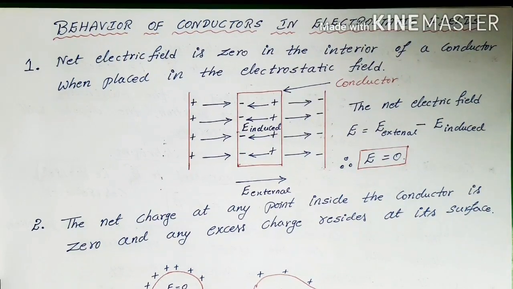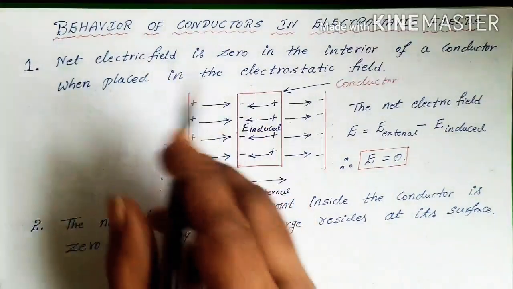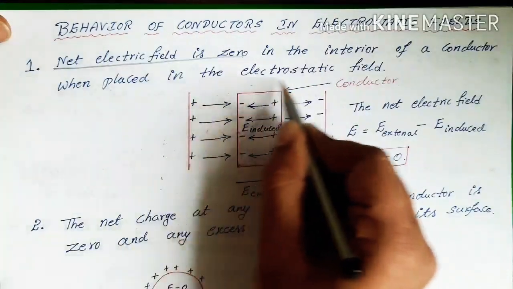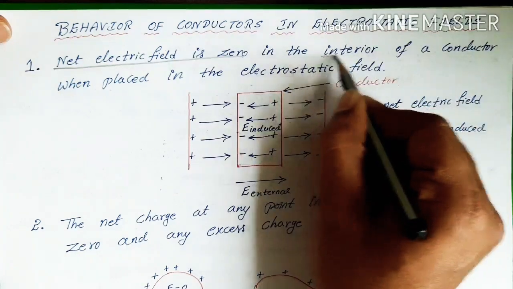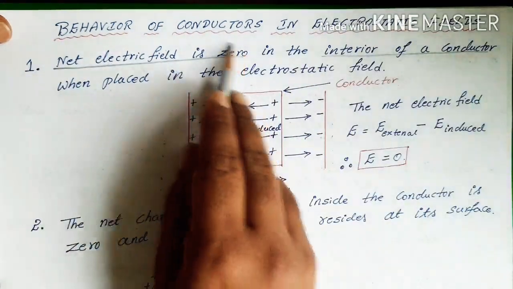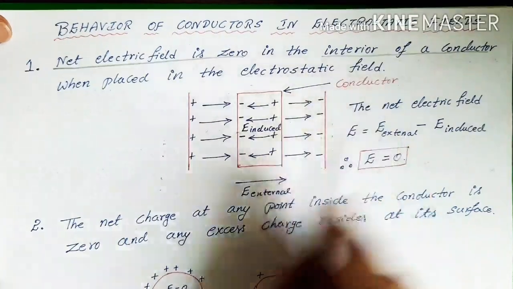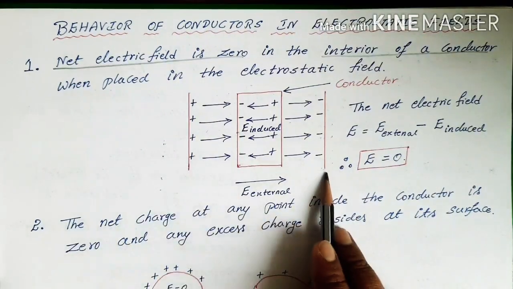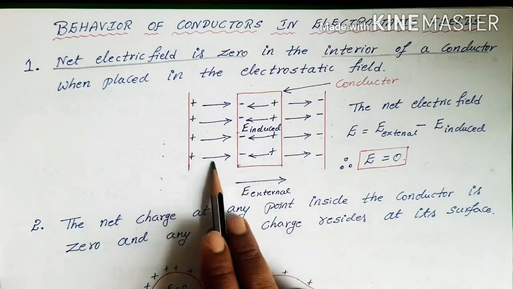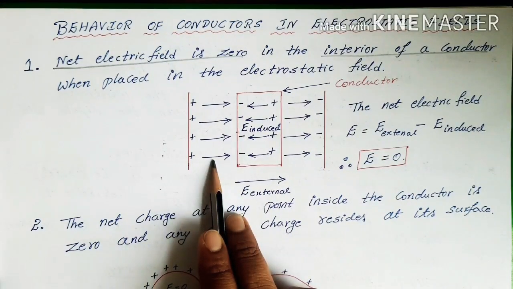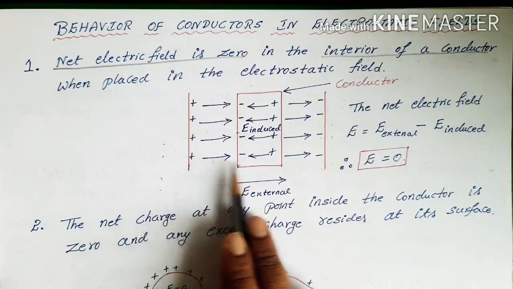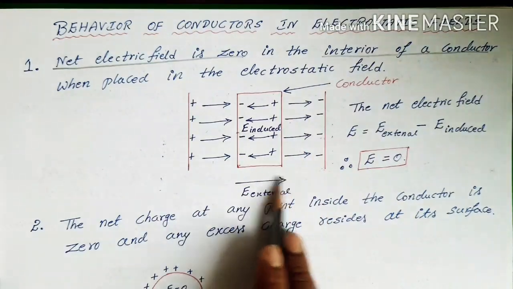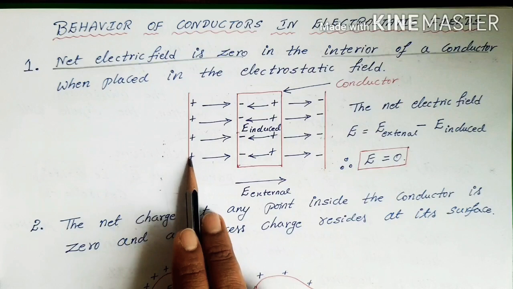Look at the first one. The net electric field is 0 in the interior of a conductor when placed in an electrostatic field. We created the electric field. Here you can see one is a positive plate and another is a negatively charged plate, and these are the field lines. As per our knowledge, electric field lines start from the positive and end at the negative. It moves towards the negative, right? So the directions are like this. This is E, the external electric field directed from the positive plate to the negative plate.